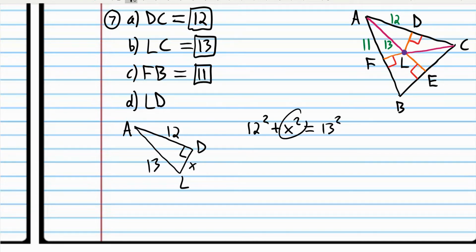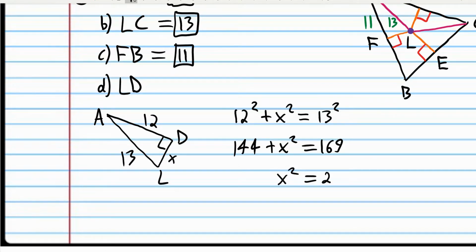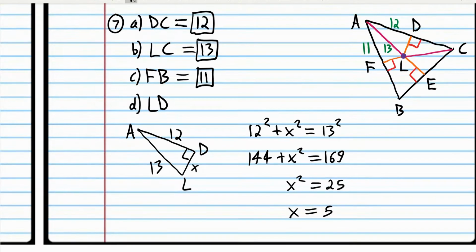Now remember, you have to know where to put that variable. Sometimes it goes on this side, sometimes it's by itself on one side. It depends on if it's the hypotenuse. Remember, the hypotenuse is always opposite the 90-degree angle, so the hypotenuse always goes by itself. So we have 144 plus x squared equals 169. Subtract 144 from both sides, and we get 25. Square root both sides, and we get x is equal to 5. So LD is equal to 5.